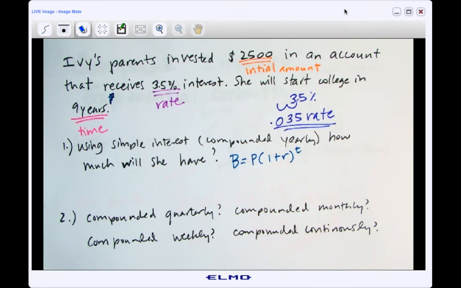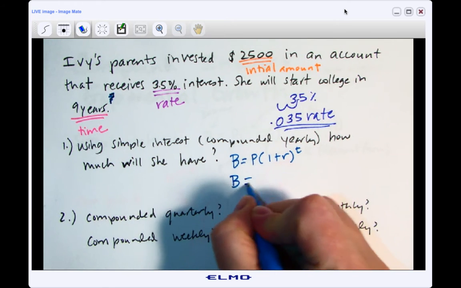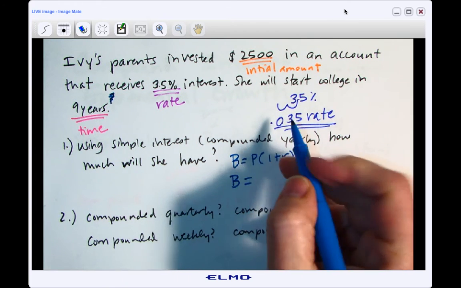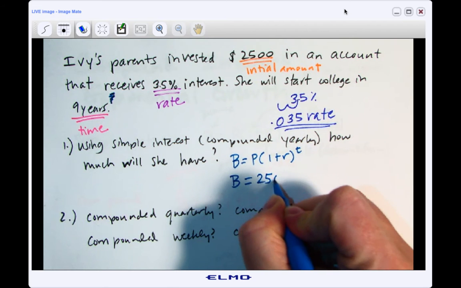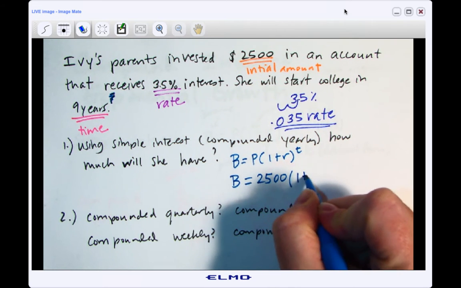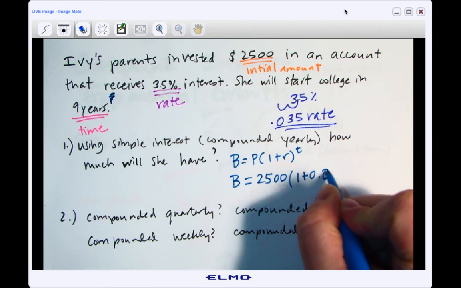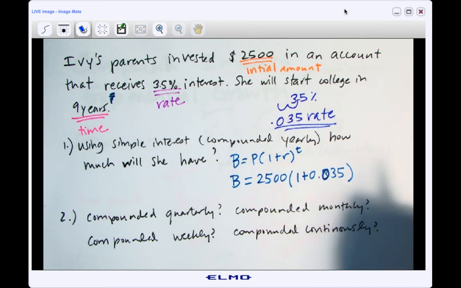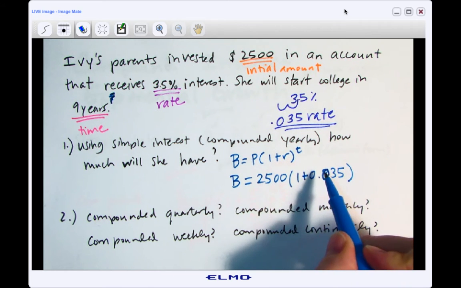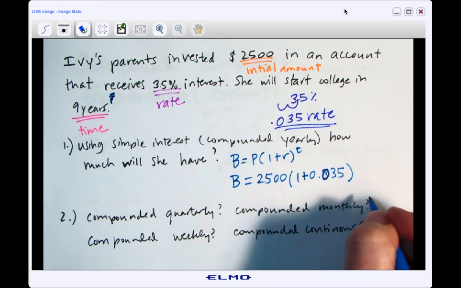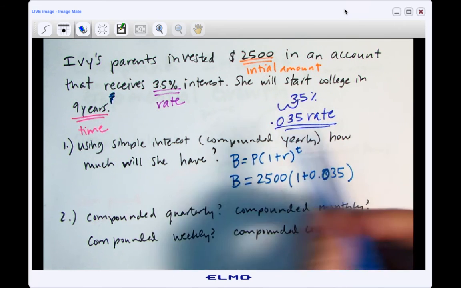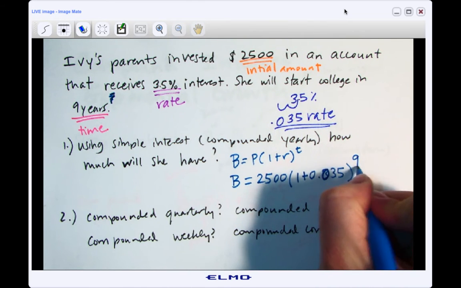Because, of course, whenever you're using percents in an equation, you need to convert them to a decimal. Okay? So here goes my balance. My balance is equal to my principal, which we said was 2500. It'll be 1 plus 0.035. And you can write that as 1.035 if you like, of course, because that's the same thing. And the amount of years that we're going to have it is 9.